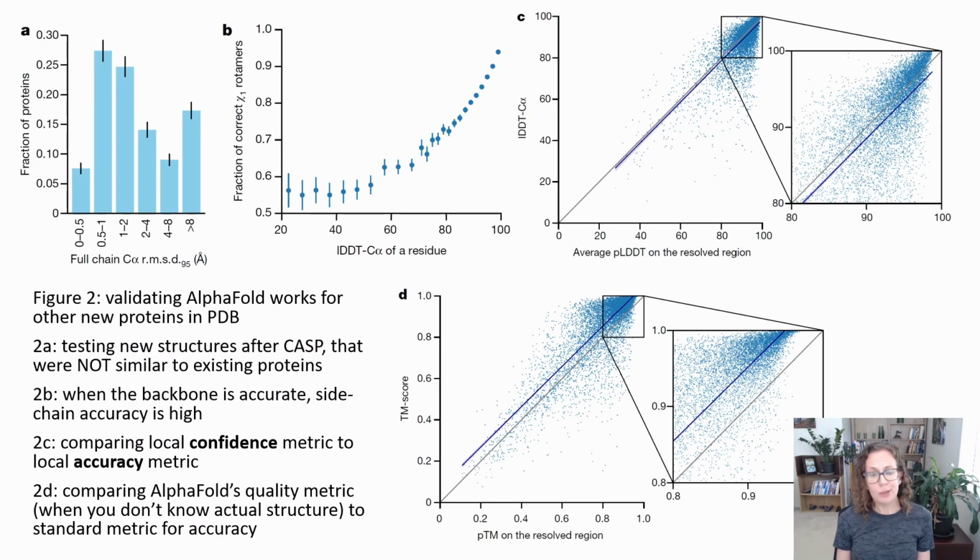Figure 2c compares a local confidence metric to a local accuracy metric. And this is important for your model, because confidence is not the model actually thinking, but how likely its answer is to be correct. It's good for the model to know what it doesn't know and when it's not confident about a prediction. And then figure 2d compared this new metric I mentioned that they had created, PTM, which is useful because you can calculate it while you're still doing your calculations without knowing the ground truth, and found that it was a reasonable approximation to the TM score, which you need the ground truth to calculate.